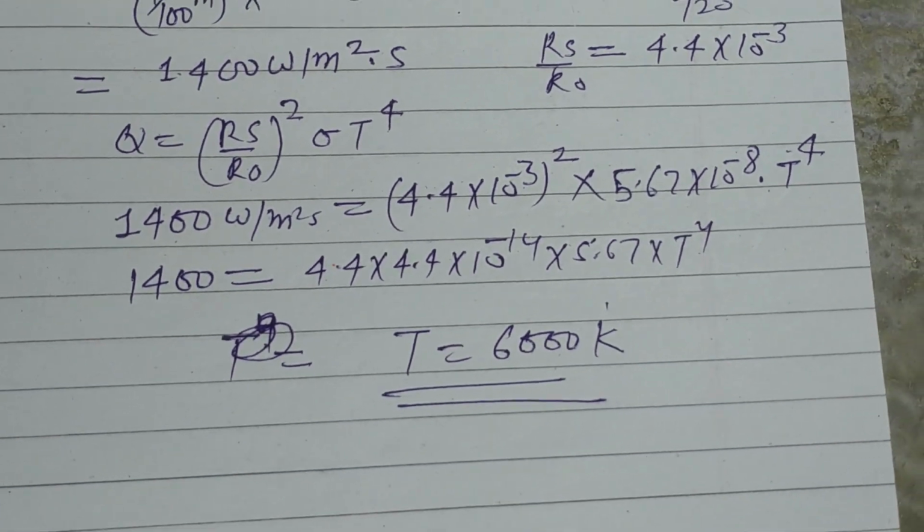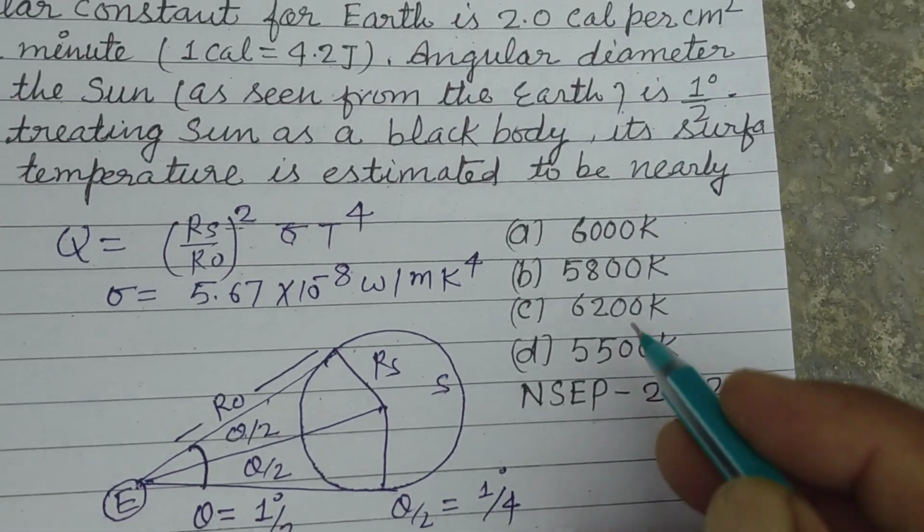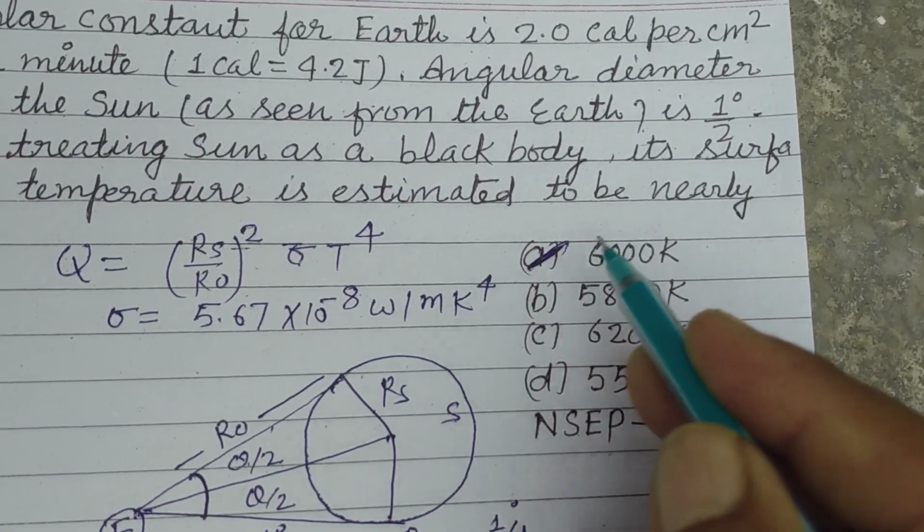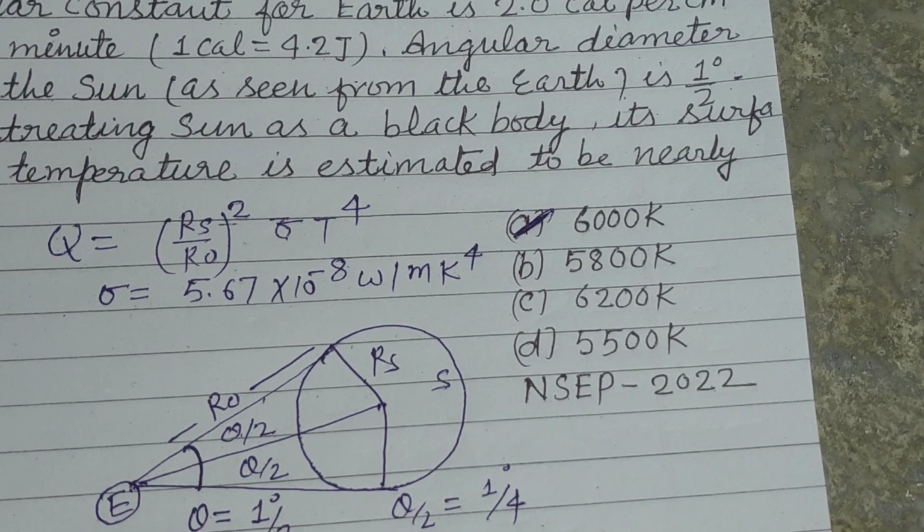So T equal to 6000 Kelvin is found in option A of this question. So student, option A is correct.